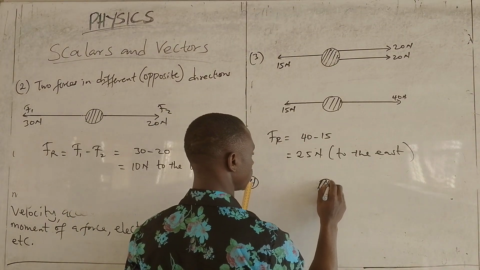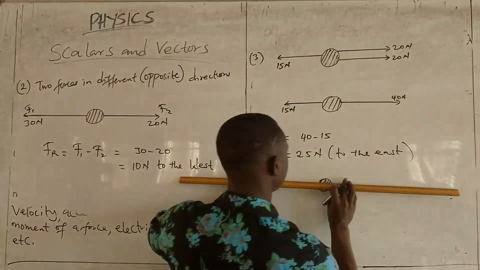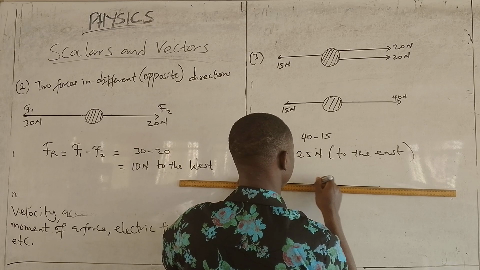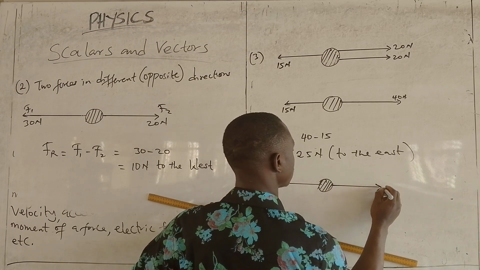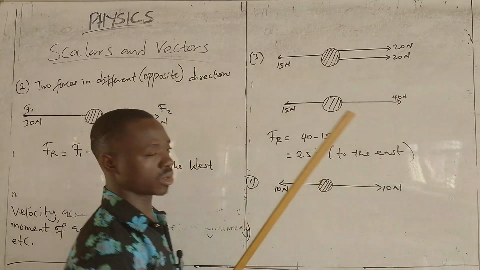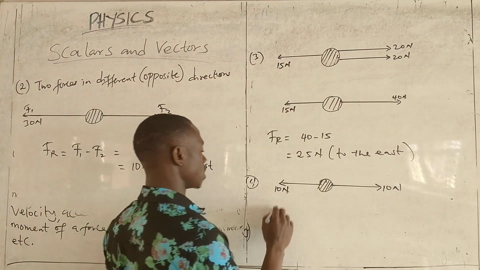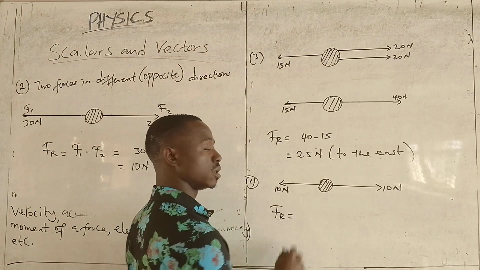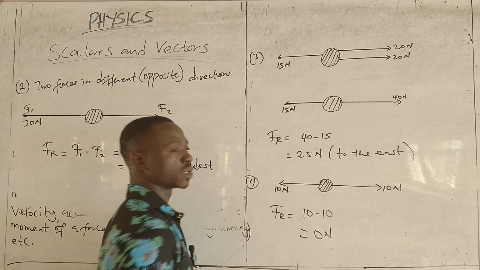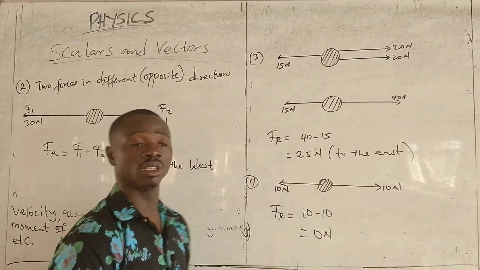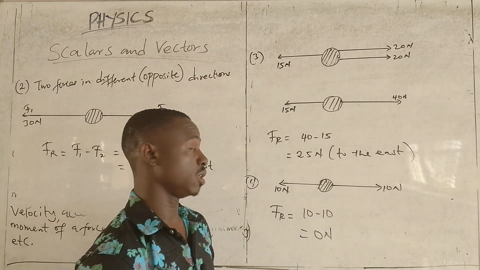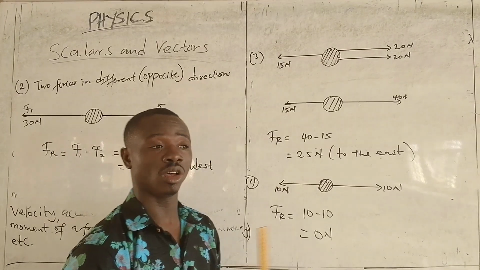Then finally, what if you have two equal but opposite forces? Two equal but opposite forces. This 10 Newton and this 10 Newton. So how do you go about this? Resultant, which is FR, is going to be what? 10 minus 10. That's what? 0 Newton. This particle remains in the same position. It doesn't change. The particle doesn't change position. It's as if no force is acting on the particle.